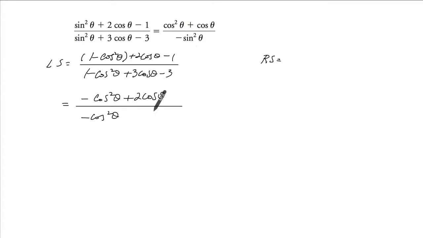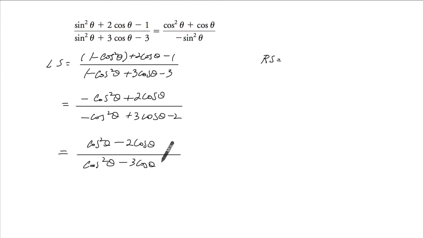Minus cosine squared theta plus 3 cosine of theta. 1 minus 3 gives you minus 2. So we can multiply the top and bottom by a negative. Okay, factor out a cosine from the top, and we get cosine theta minus 2.